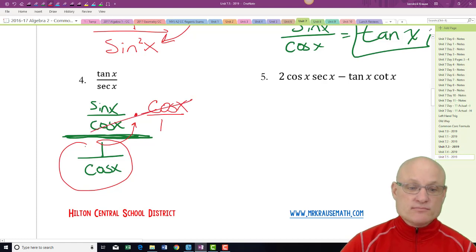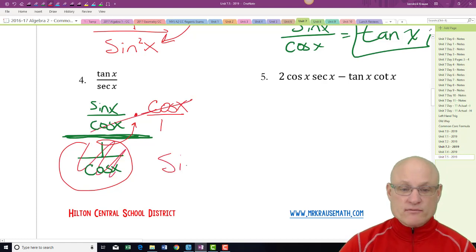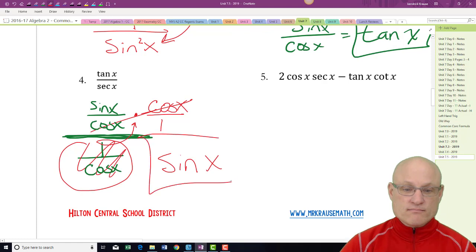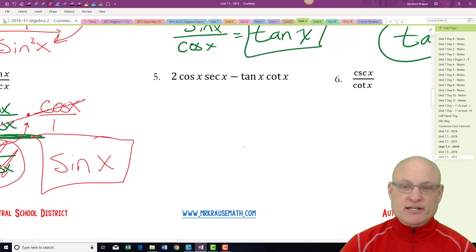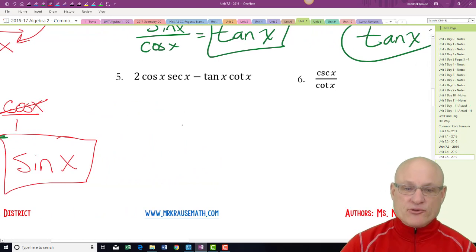Cosine x's cancel, and I'm left with sine x. All right, what do we got here? We got a minus. Ooh, you got to be careful. We got to separate these two things. We got to keep them separate.